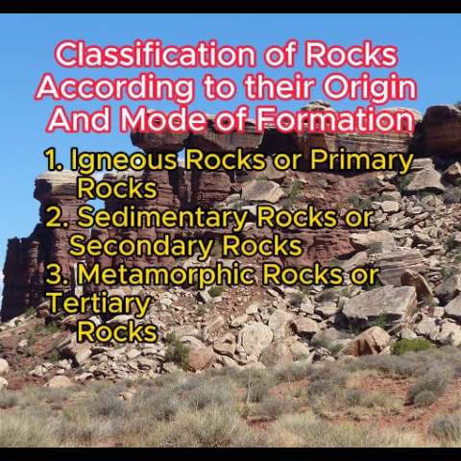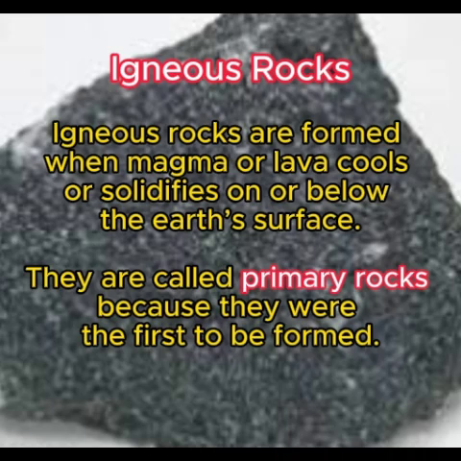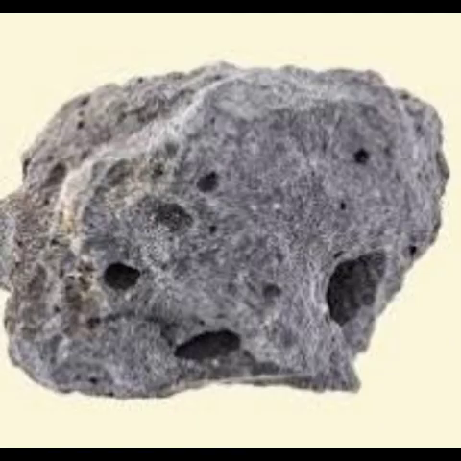The three classes of rocks, according to their origin and mode of formation include 1. Igneous rocks, also known as primary rocks. 2. Sedimentary rocks, also known as secondary rocks. 3. Metamorphic rocks, also known as tertiary rocks. Igneous rocks are formed when magma or lava cools or solidifies on or below the Earth's surface. They are called primary rocks because they were the first to be formed.